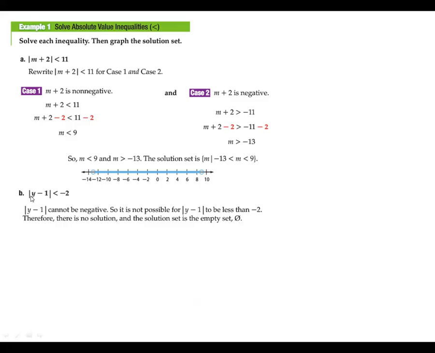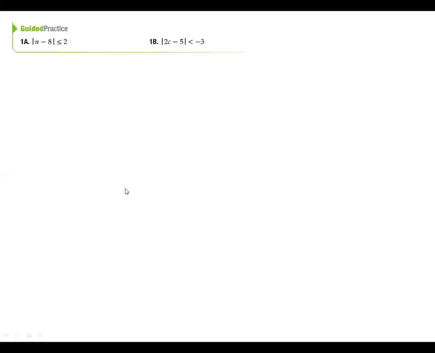Okay, think about it. No matter what number you plug in here, you're either going to get 0 if you plug in 1, or if you plug in any other number, the answer is going to be either positive or negative, and then when you take the absolute value of that answer, it's going to make it positive. In all positive numbers, none of them are less than negative 2, so that's it there.